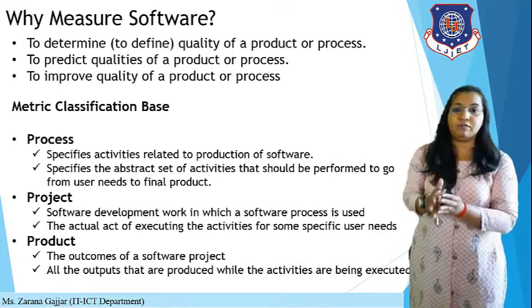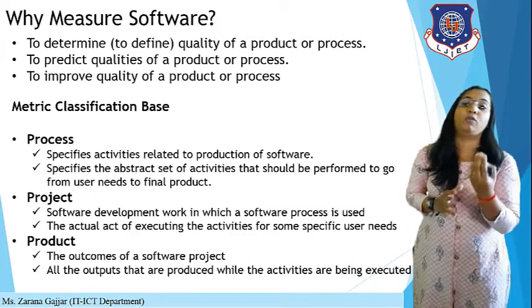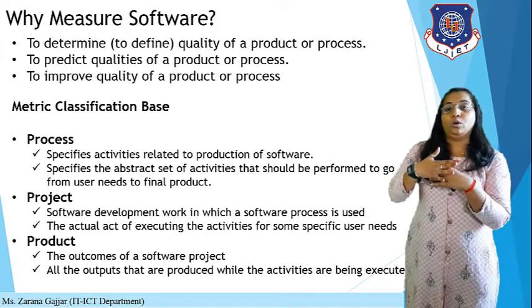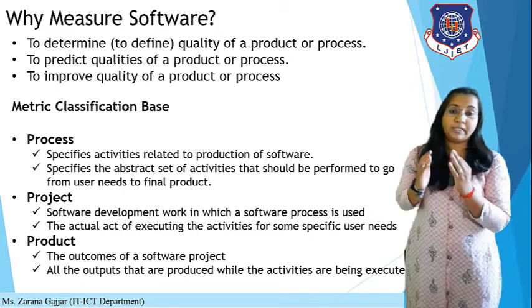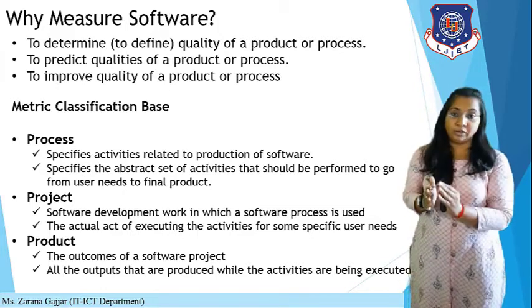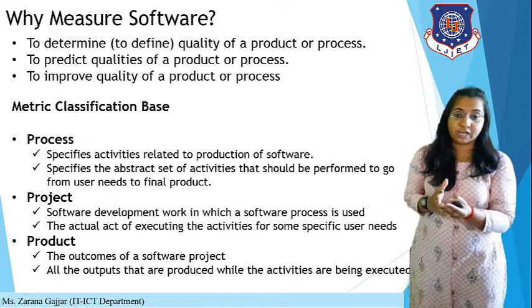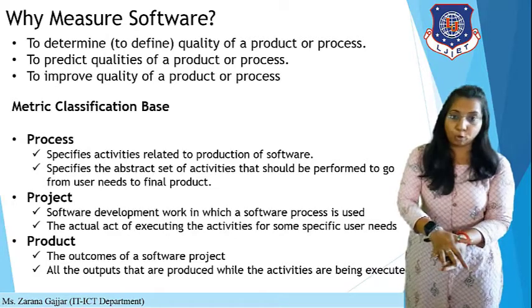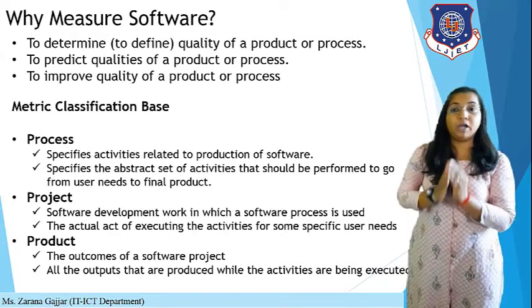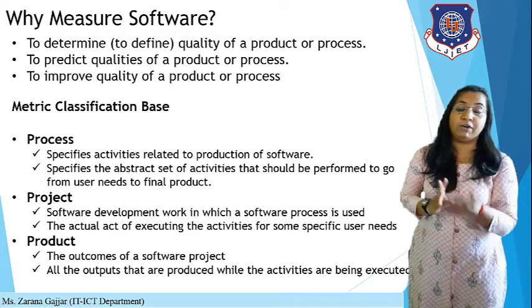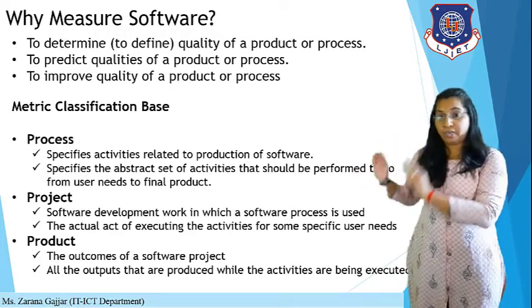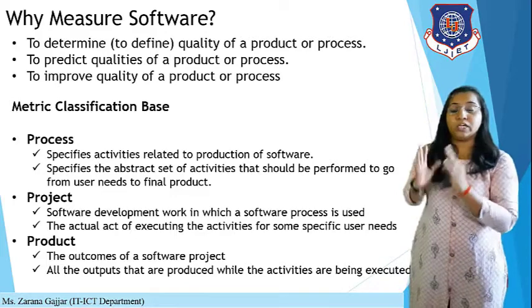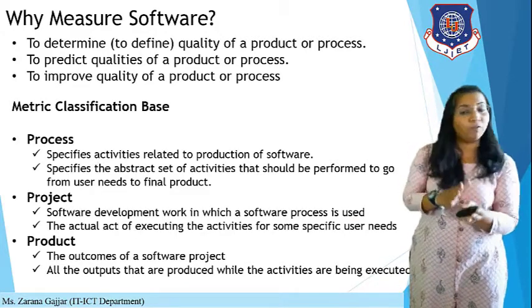So process specifies activities related to the production of software. Which kind of activities are going to take place during your software product development will be specified in a process metric. It also specifies the abstract set of activities that should be performed to go from user need to the final product. These are the customer requirements, and if these requirements go to the final product, that is specified by the abstract set of activities.